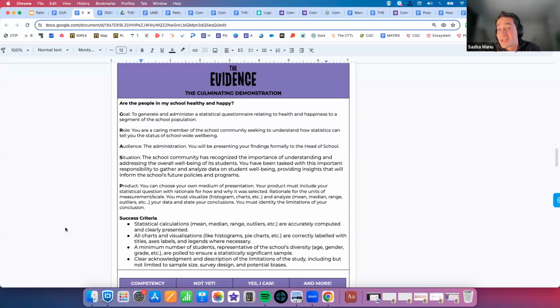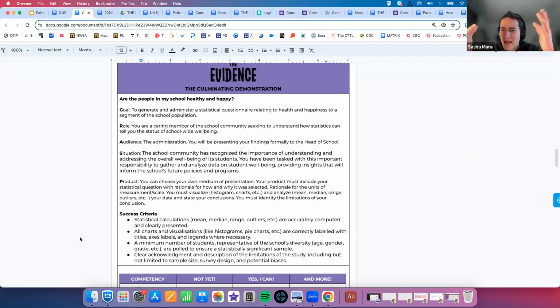So the students will get into groups. Their role here, and we've used sort of a GRASP model for the assessment, would be they're a caring member of the school community, and they want to understand how they can use statistics to create some kind of targeted intervention to increase the well-being of everyone. And so we have the audience, which is the administration. So it's my vision that this piece is actually presented to the head of the school. And then the situation is just essentially the students are running this survey.